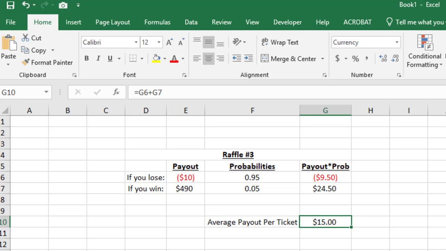So of the 3 raffles, raffle number 3 has the best average, which means it has the highest potential for a payout. Now, I wouldn't be teaching you this if it only applied to raffles. That's just silly. It also applies to all kinds of other stuff. Let's take a look at an application of this to your life.